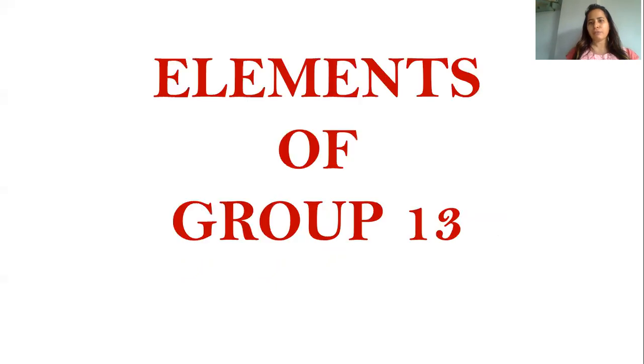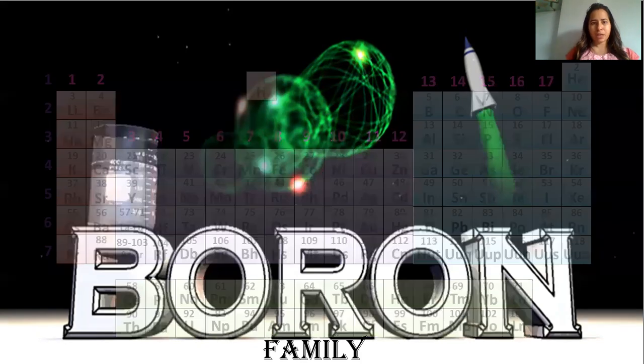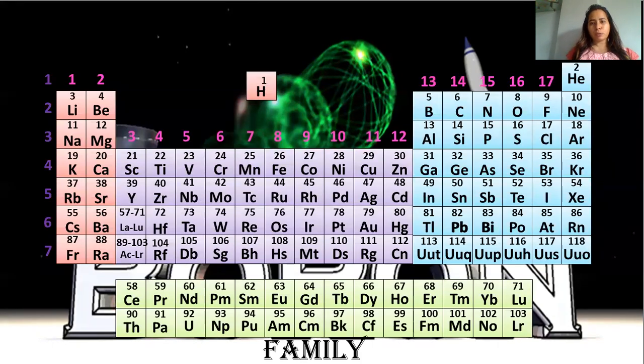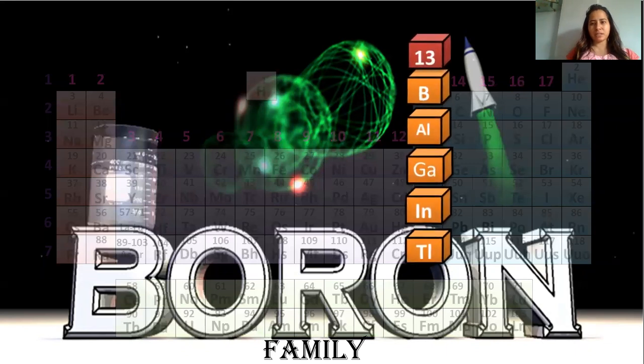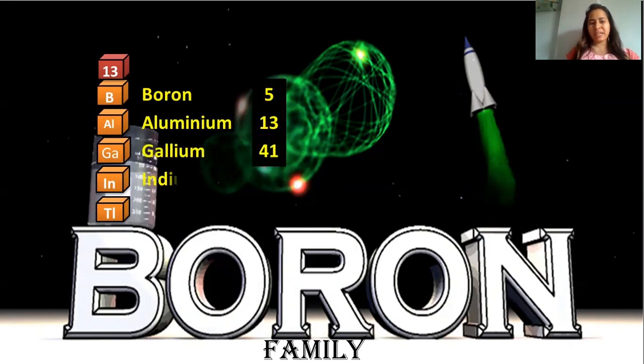Beginning with elements of group 13, the first element was boron, and therefore we call it the boron family. From group 13, the first element is boron, second is aluminium, then gallium, indium, and the last one is thallium. Boron has the symbol B, aluminium Al, gallium Ga, indium In, and thallium Tl. It's not I, it's Tl.